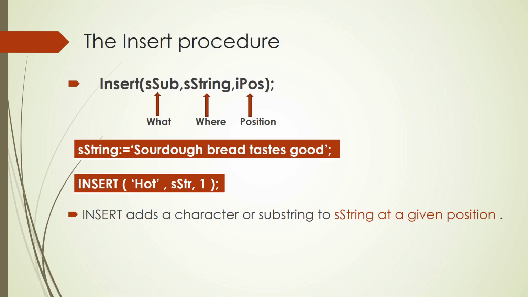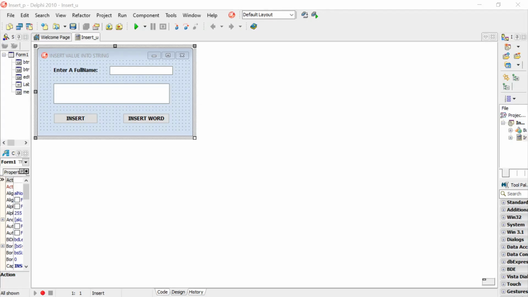Let's go and have a look at a few examples in a Delphi program. I've created a Delphi project and I've called it Insert. My GUI form has the following components: a label, a TEdit where I'm going to enter the full name of a student, a memo to do a display, and 2 buttons that I have coded, which I'm going to talk about now.